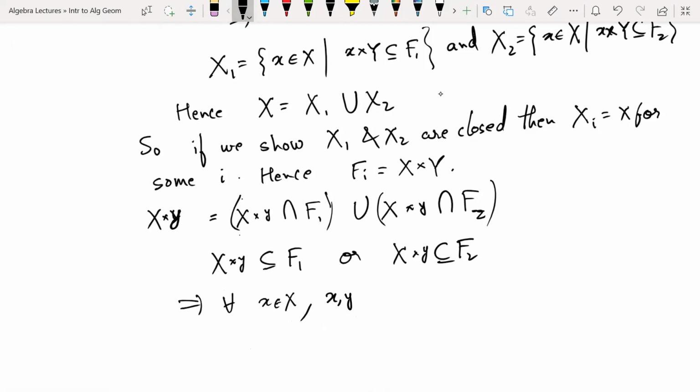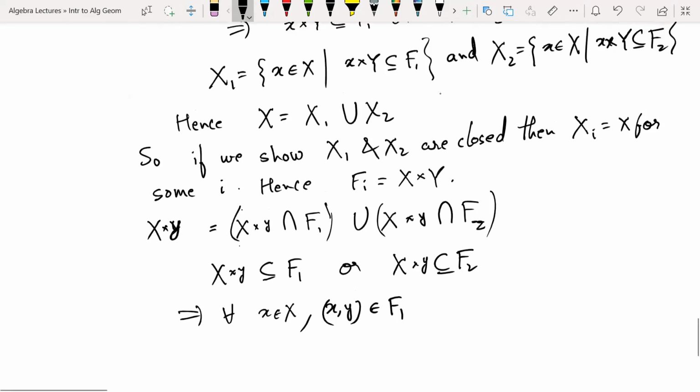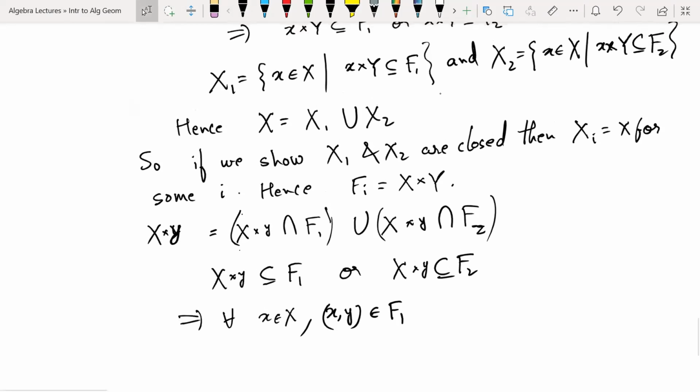Little x comma y is in F1. So now that implies, since F1 is saturated, that for all x in capital X, for all little y in capital Y, x comma y is in F1. Since for a single y it's there, for all y's it must be there as well.